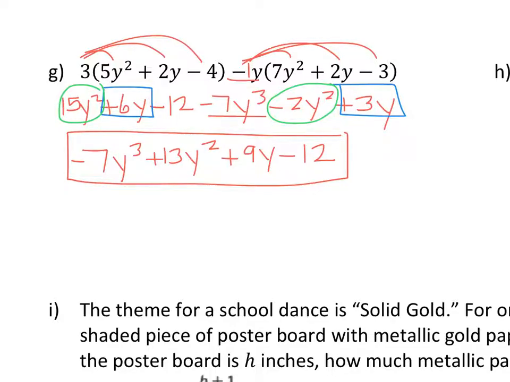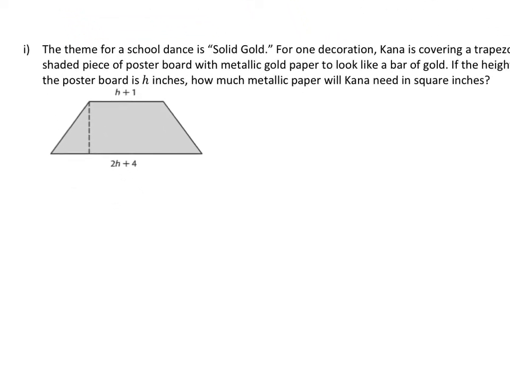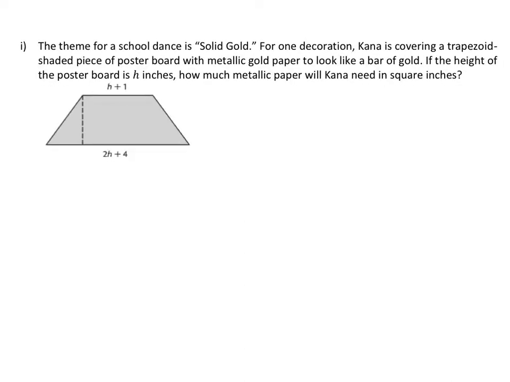Let's do the word problem together. The theme for a school dance is solid gold. For one decoration, Kana is covering the trapezoid-shaped piece of poster board with metallic gold paper to look like a bar of gold. If the height of the board is h inches, how much metallic paper will Kana need in square inches? This is a trapezoid. We're talking about area. The area formula for a trapezoid, area equals 1/2 height times base 1 plus base 2.